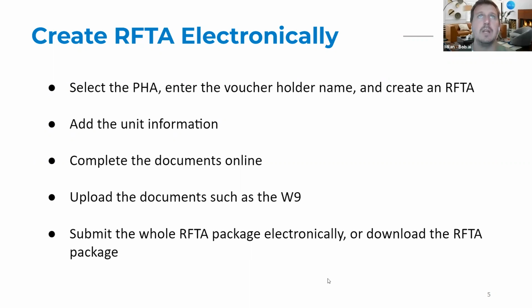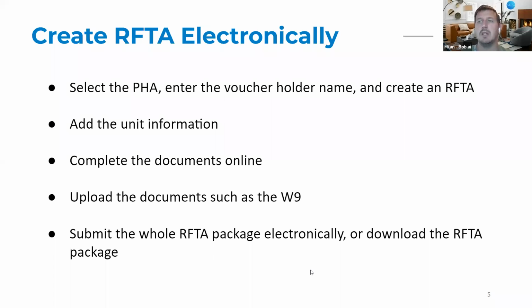As for creating the RFTA, you can select the PHA when you create it. We'll go through this, enter the renter name and create that RFTA. Add information about the unit. You can use it from a previous RFTA or from a new one or for a new unit that you are just listing. All documents can be completed online, and documents such as the W9 can be uploaded so that the whole form is complete.